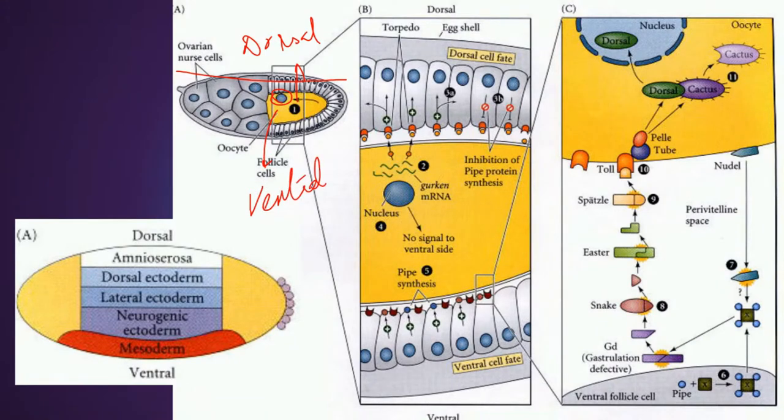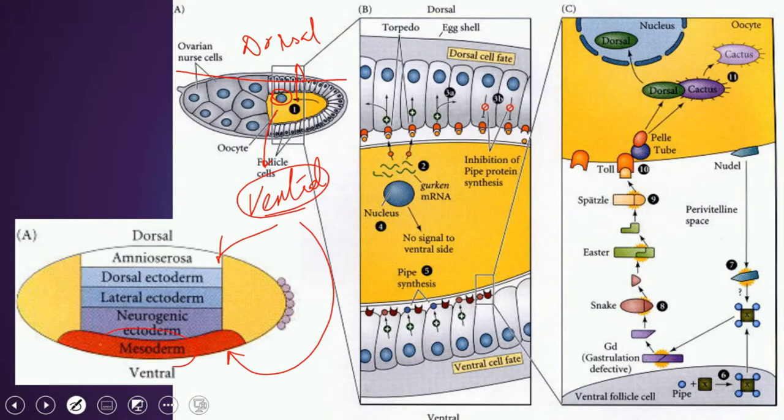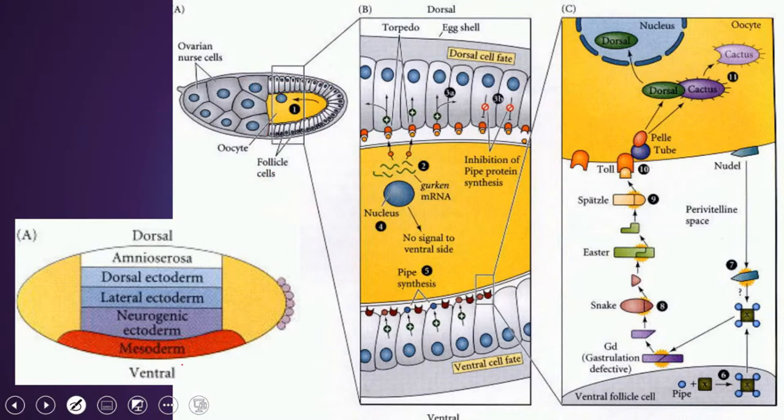Now clearly you can see this is the fate map shown. The ventral side, what is it developing? It is developing mesoderm cells. Okay. Now, how is the signaling done? You can see the nucleus is with the dorsal part. The nucleus is towards the dorsal side. Okay. This part is zoomed and shown.